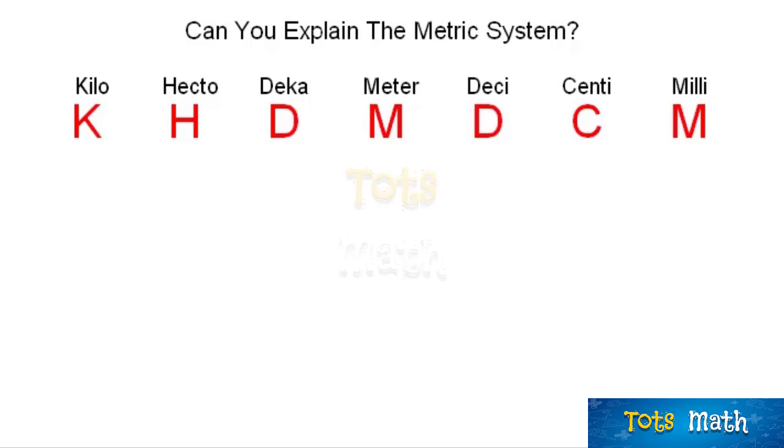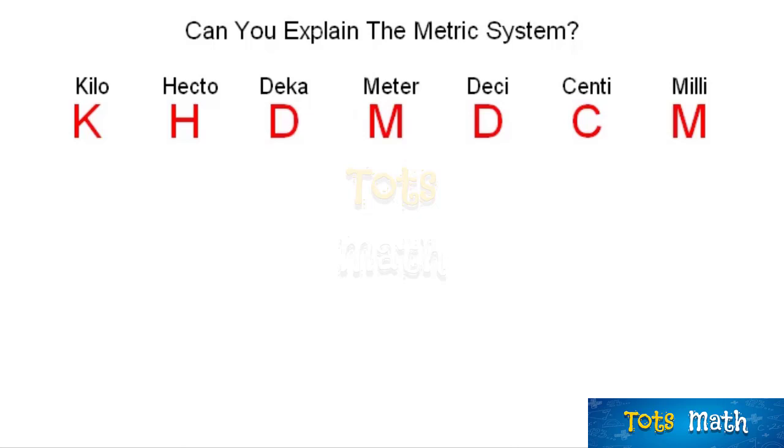Can you explain the metric system? Well, the metric system is a way of measuring length and weight based on our decimal system. So if you have a good understanding of decimals and place value, it'll be really easy to understand the metric system. Let's begin by looking at a unit of length called the meter.